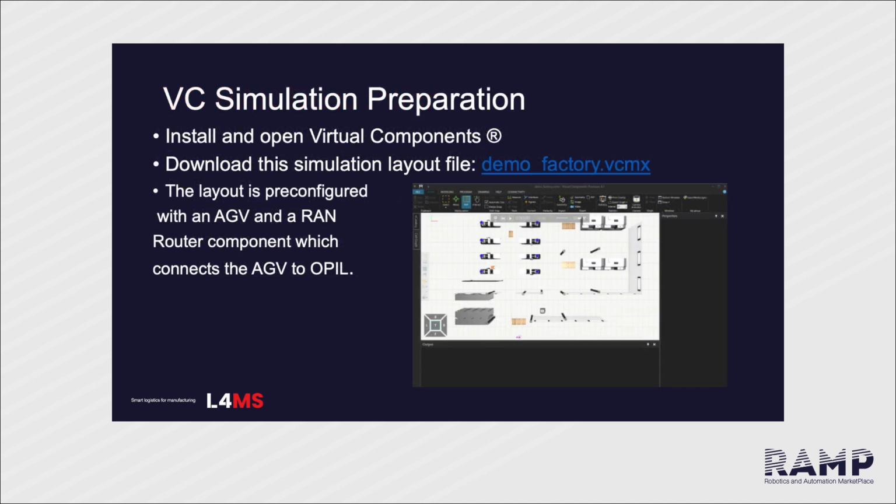How are simulations programmed? We install and open the virtual component software and we get the simulation layout file demo factory VCMX that can be found in the documentation. This is a pre-configured layout with an AGV and a RAN router component which ensure the connection between the OPIL library and the AGV.